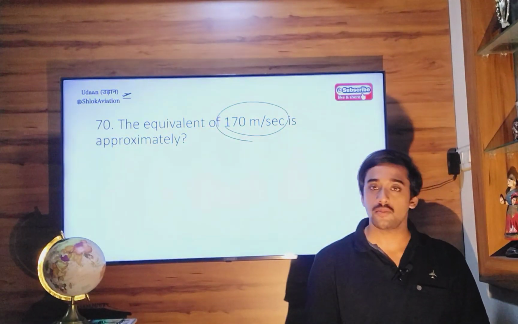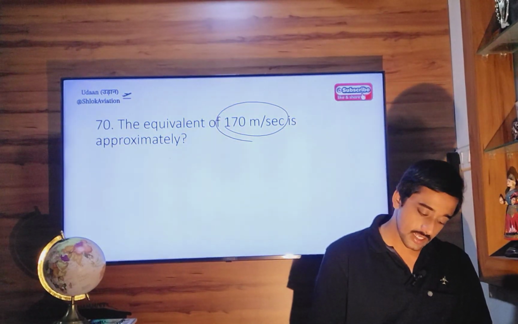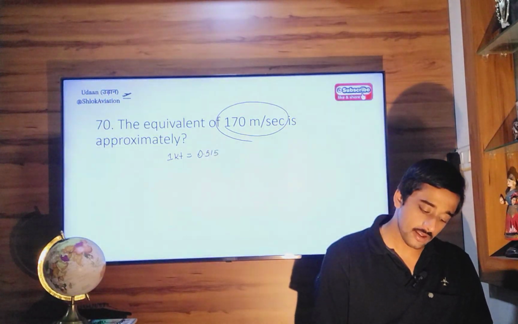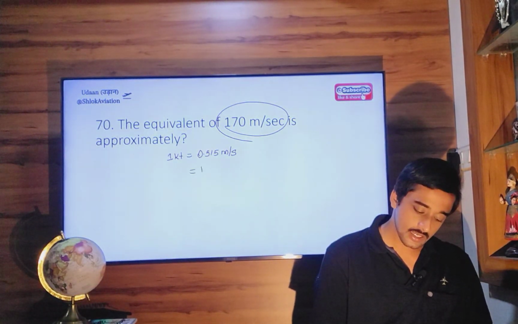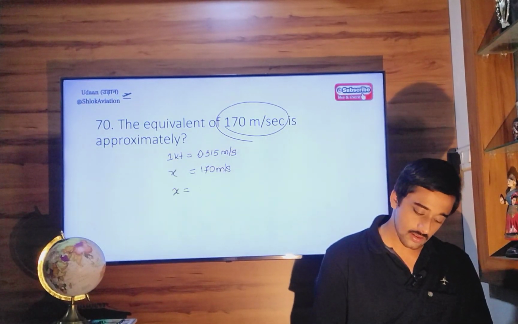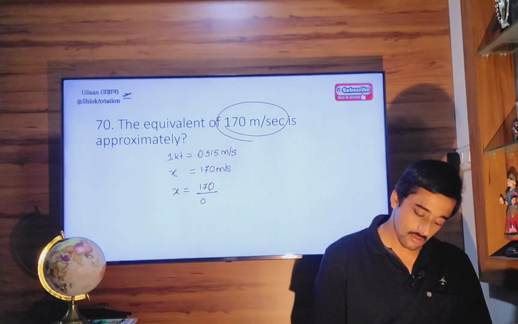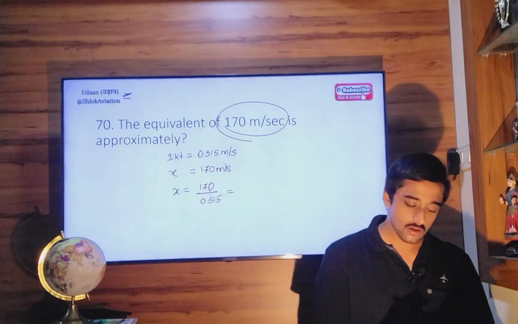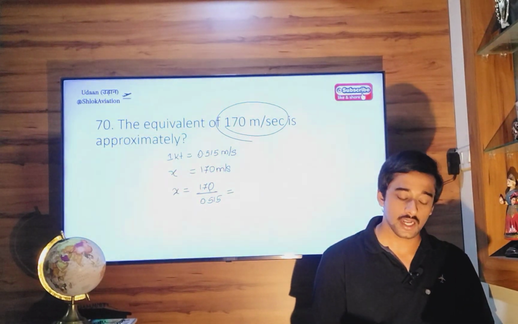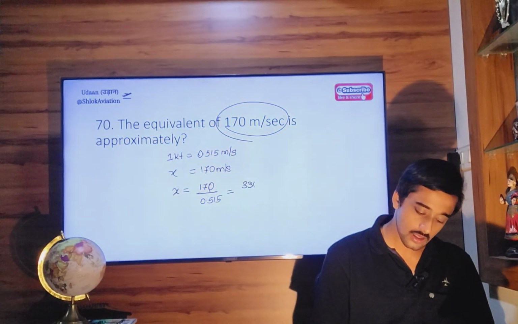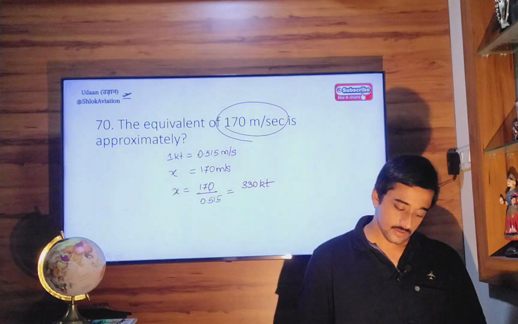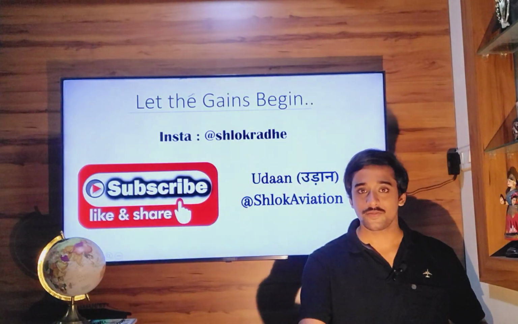Equivalent of 170 meters per second is what? So 1 knot equals 0.515 meters per second. So 170 meters per second equals 170 divided by 0.515, that is 330 knots. 330 knots. Simple. So we'll stop here.